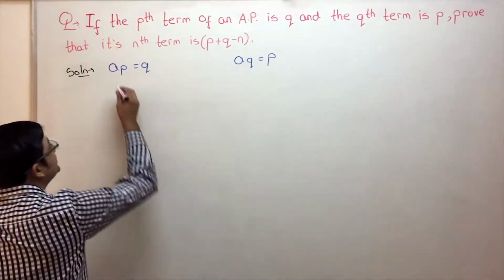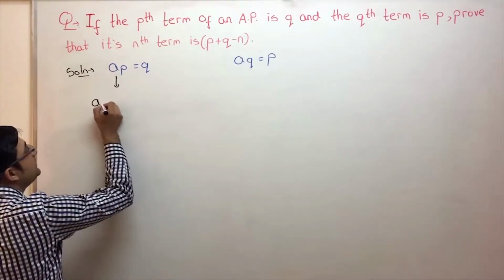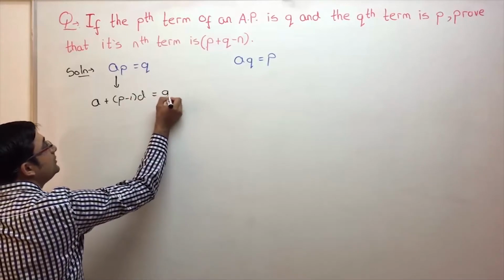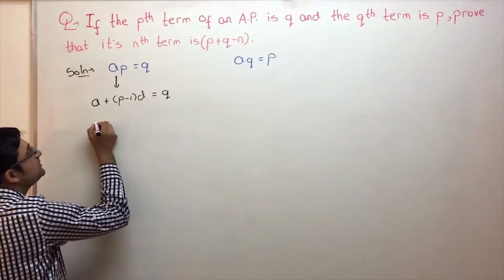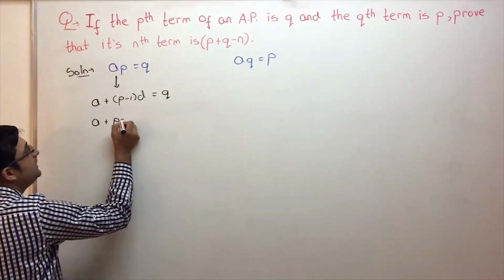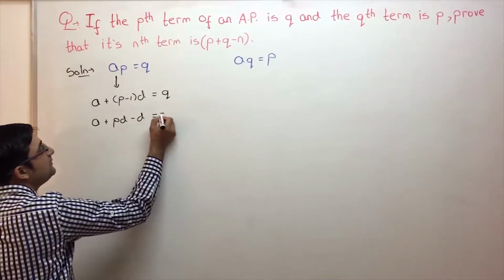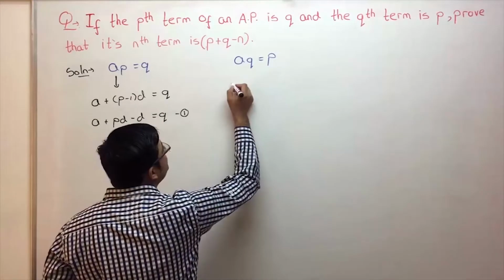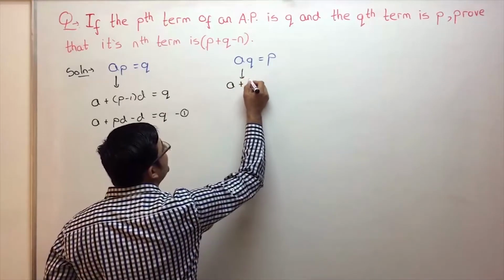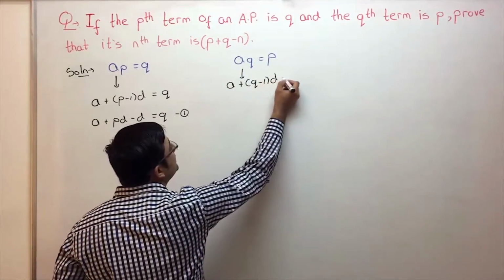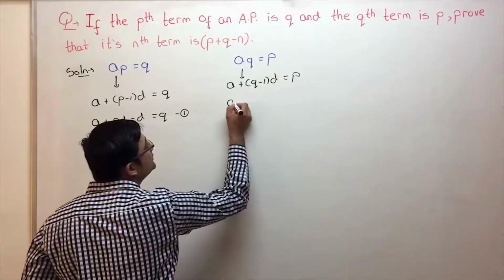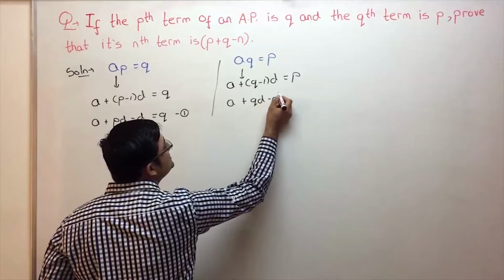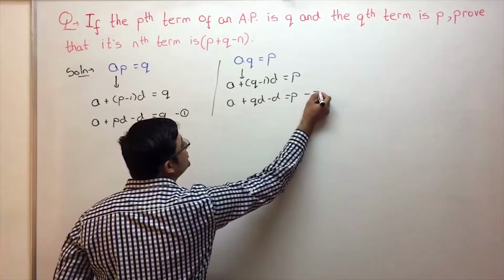So let's begin. What do I mean by pth term? It means A plus (P minus 1) into D is equal to Q. Is this clear? Let me further simplify this. So A plus PD minus D is equal to Q. Call this equation number 1. Similarly, the qth term is P. So the qth term means A plus (Q minus 1) into D is equal to P. So I'll say A plus QD minus D is equal to P. This is equation number 2.